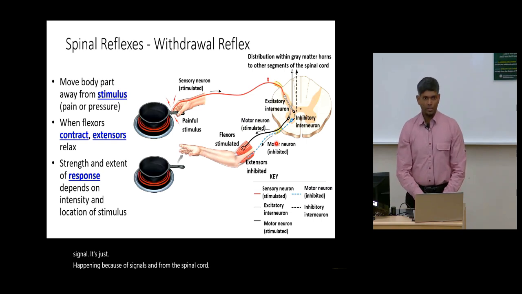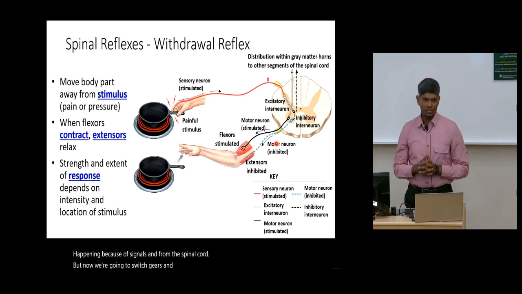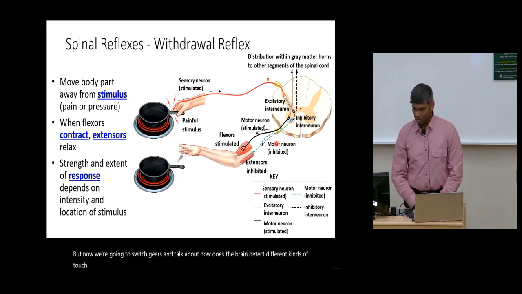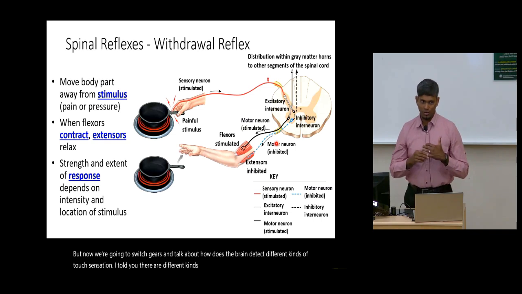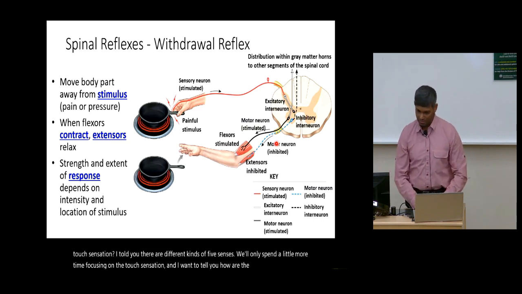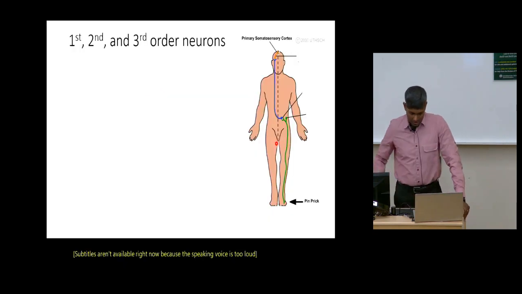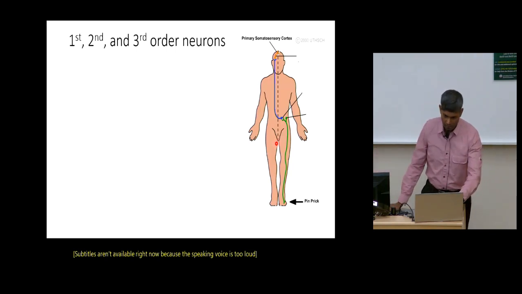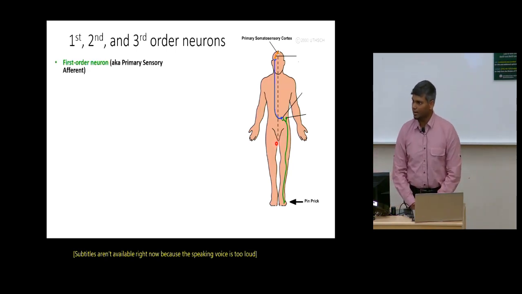But now we're going to switch gears and talk about how the brain detects different kinds of touch sensation. I told you there are different kinds of five senses. We'll only spend a little more time focusing on the touch sensation, and I want to tell you how the signals are carried to the brain and processed. The signals are carried to the brain through the first order, second order, and third order neurons. The first order neurons are also known as the primary sensory afferents.